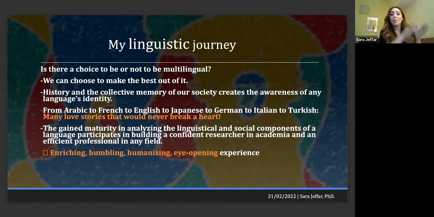And so I think during my life, I had these many linguistic love stories that are just participating in creating who I am. And I think multilingualism was so important in my life. Since I'm speaking from my perspective, I gained a lot of maturity in analyzing the linguistic and social components that a language brought into my life when it comes to building the confident researcher in academia and professional that I am today. And so I believe that it is a very humbling, humanizing, and eye-opening experience.